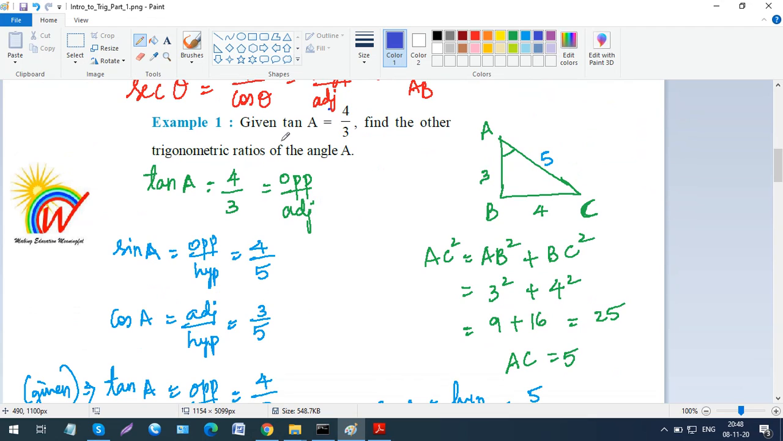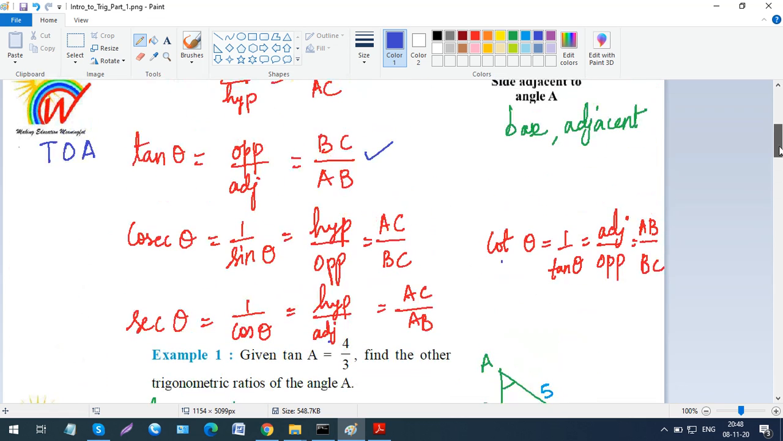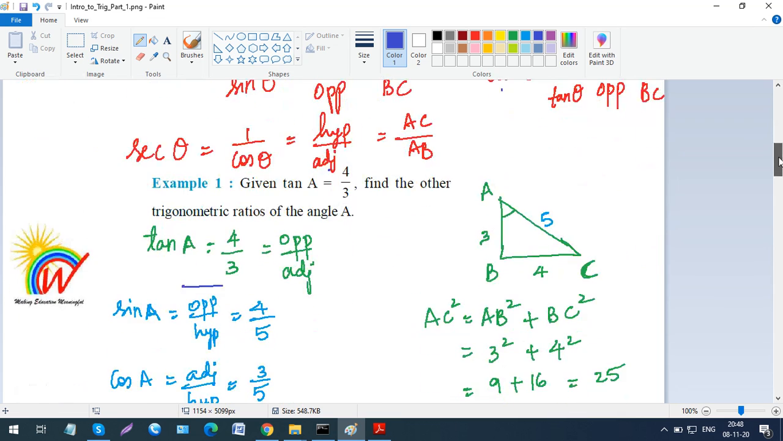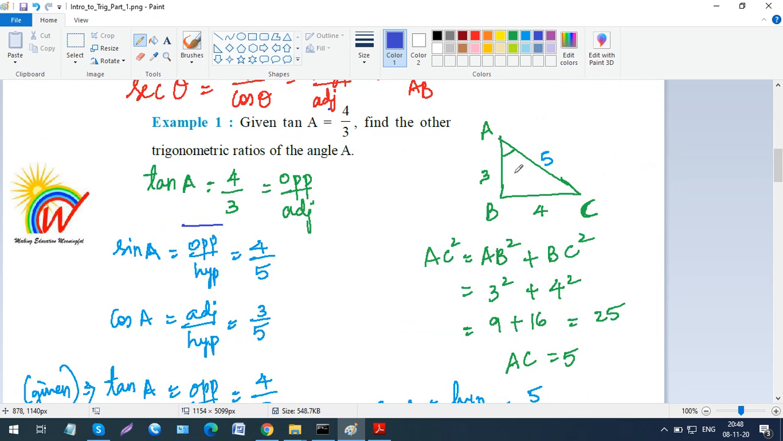Now if they tell you, given tan A is 4 over 3, find the other trigonometric ratios. See, tan A is given as 4 over 3. You look at the tan A formula over here. So tan is opposite over adjacent, right? So first we will see for A, which is opposite, and which is adjacent. Because they're talking about A, not C or anything else. So it's opposite over adjacent, and they have given clearly that it's 4 over 3. So I write 4 for the opposite and 3 for the adjacent.